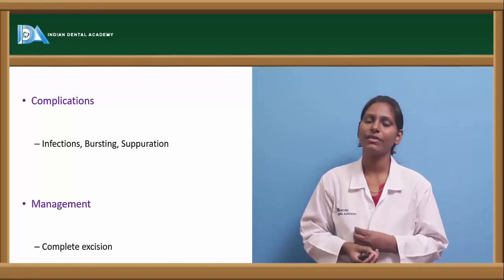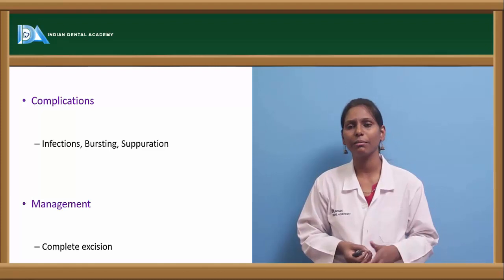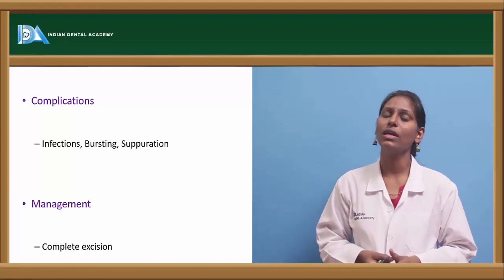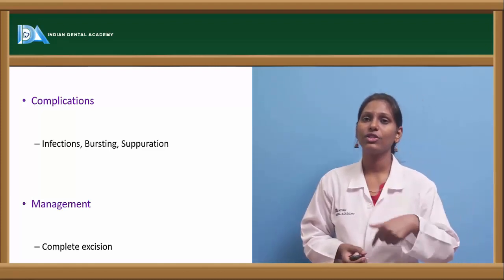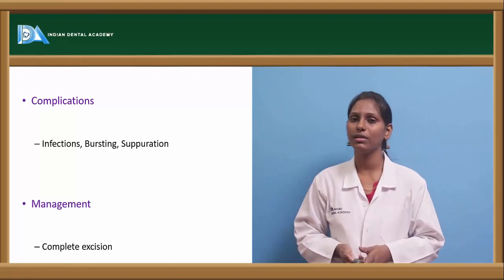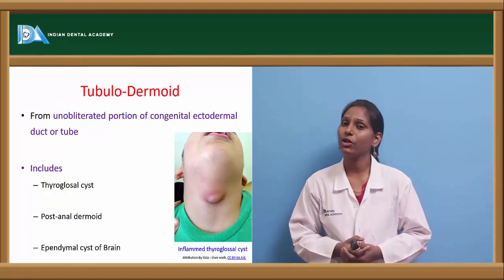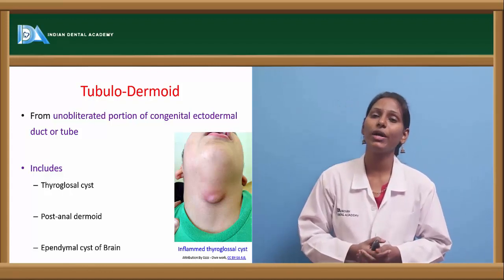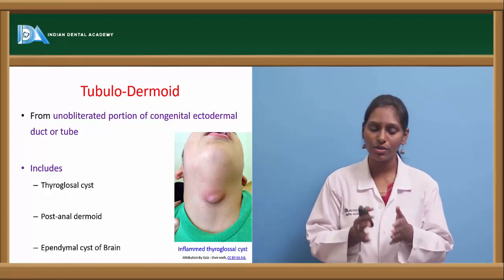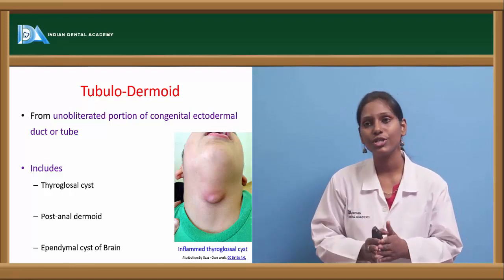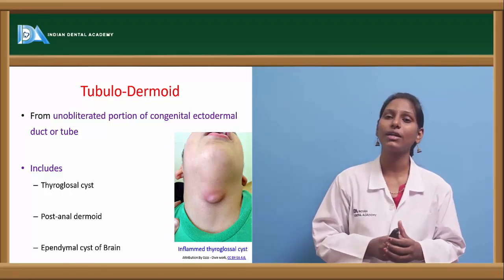Management, again, if it is a very small cyst, better you do a complete excision. Even for a larger cyst, complete excision along with the whole complete borders of it is the treatment of choice. And now we are talking about tubular dermoid cyst. Tubular dermoid cyst is usually because of your unobliterated portion of your congenital ectodermal duct or tube.